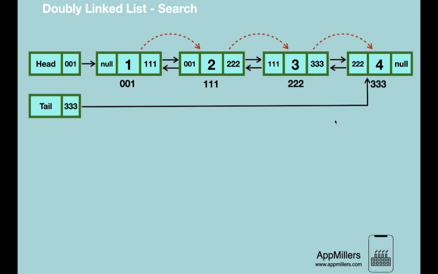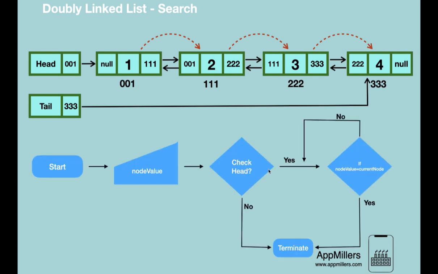Now the algorithm of search in a double linked list looks like this. Our algorithm starts with the node value. The node value comes to our algorithm as a parameter. Then as a first step, here again we are checking the head. If head points to null, it means that we don't have any element to traverse and we cannot find our element. We terminate our algorithm and say that there is no element for searching. If head points to any given node, then we loop through the double linked list.